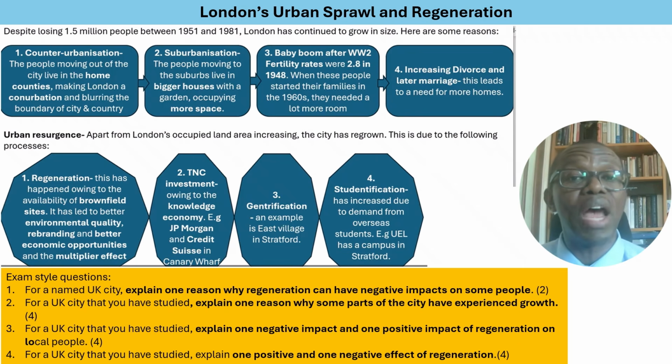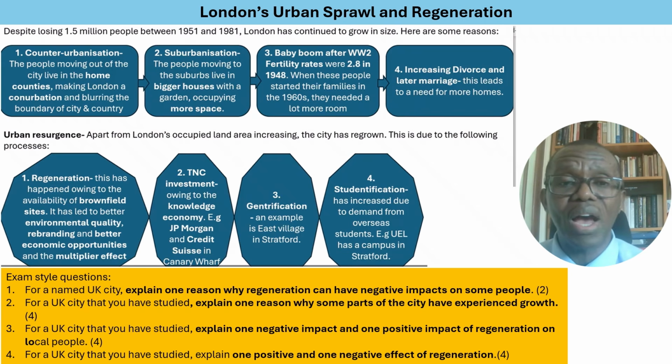And London now merges with the surrounding countryside, and those areas become part of Greater London. Then we have suburbanization as well, and the people moving to the suburbs live in bigger housing with a garden occupying a lot more space, which then has a big implication on urban sprawl, because a lot more land is now being taken up to accommodate the population of London.